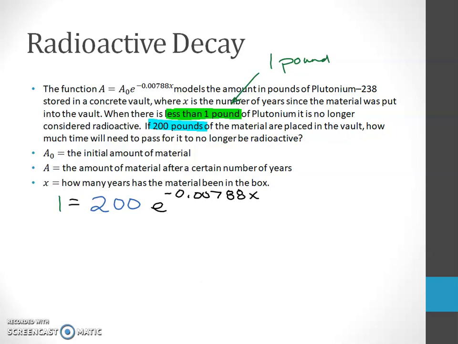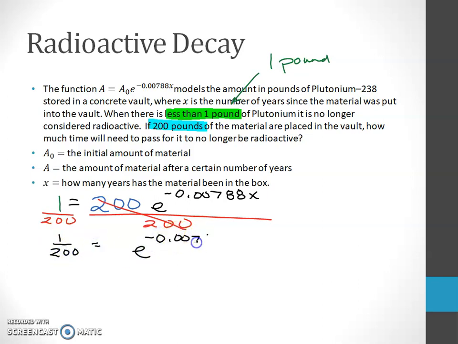Just like before, I can hit this with the log to get the X down, but I've got to divide by 200 to get rid of that. So I've got 1 over 200 equals E to the negative 0.00788 X. Now I'm ready to try and get that X down. How can I get that X down? Well, I'd want to hit it with a natural log. So ln, okay, allow those to cancel.